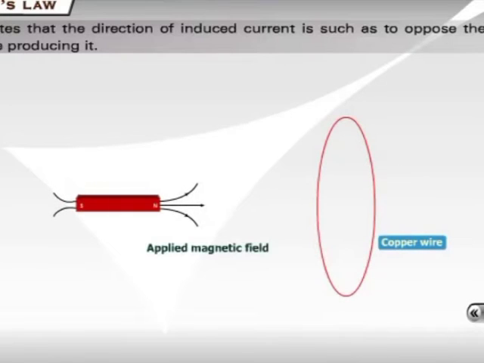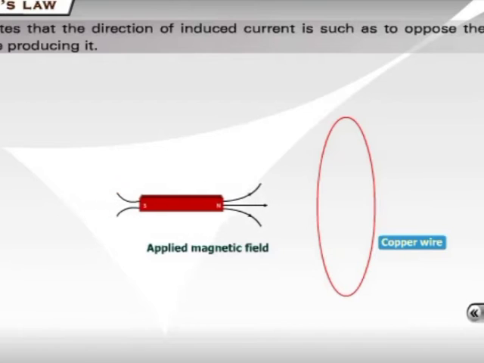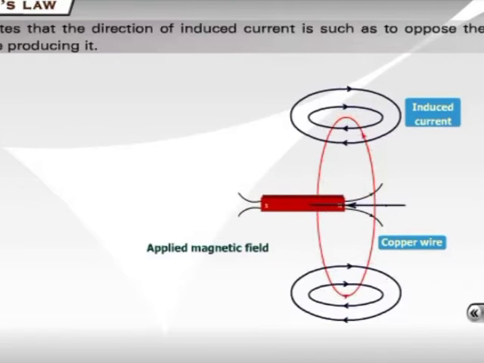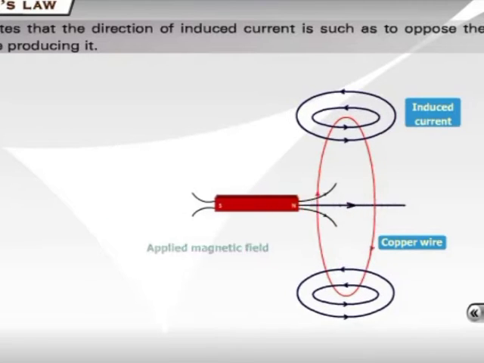Lenz's law. It states that the direction of induced current is such as to oppose the very cause producing it.